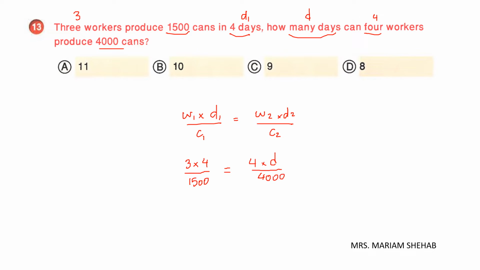Here we have to do some calculations, simplify to make calculations easier. We can cancel 4, and I will make D the subject, so I'm going to multiply by 4,000, so it's going to be 3 times 4,000 over 1,500. We can cancel like zeros. 3 and 15 are divisible by 3. I'm going to cancel a 3 here. There will be 15 divided by 3 is 5. So the answer is 40 divided by 5, which is 8. Choice D.